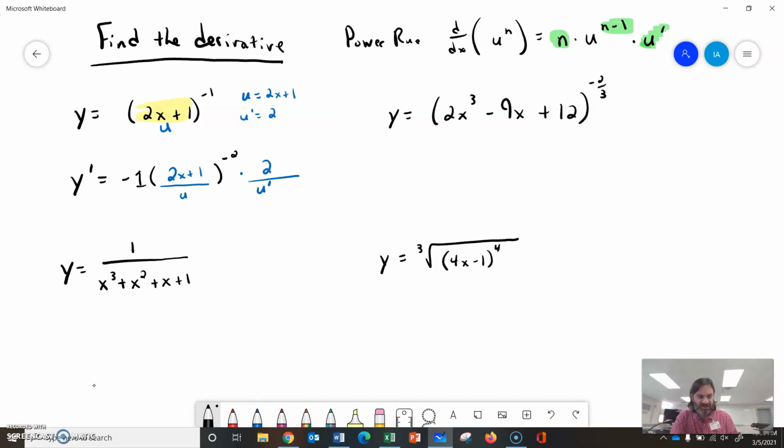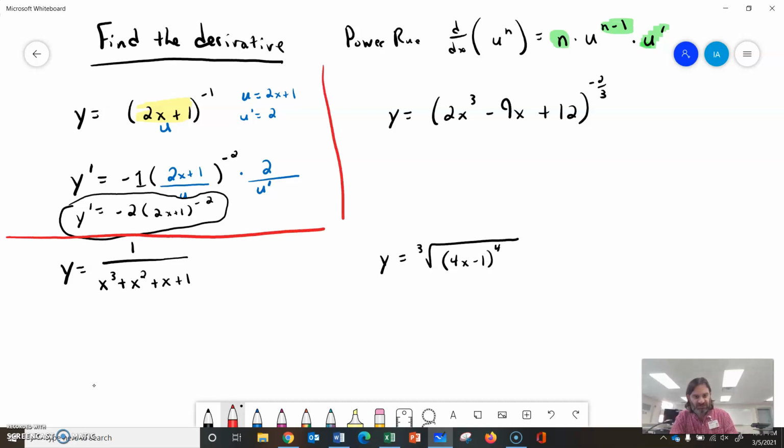So if you do want to clean that up again, you would have y prime equals negative 2 times 2x plus 1 to the negative 2. And that would be your final answer. Sorry, I should have left more room there. Messy. All right. Let's do this other one over here.